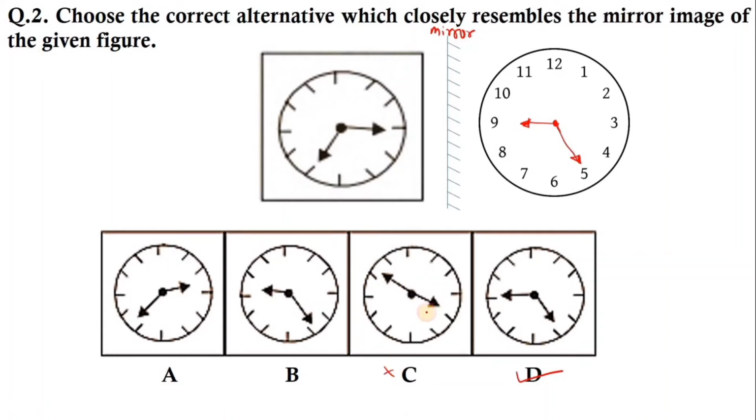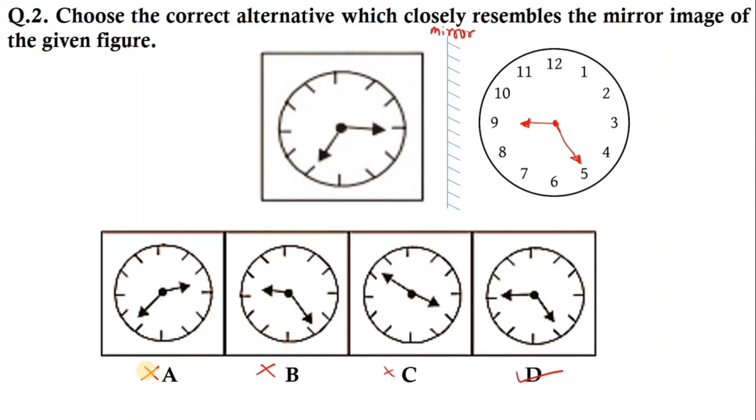Option C is wrong. It is showing a different timing. Then option B is passing to the 9, so it is wrong. And option A is showing a different time. So option D is correct. So how are we getting this?